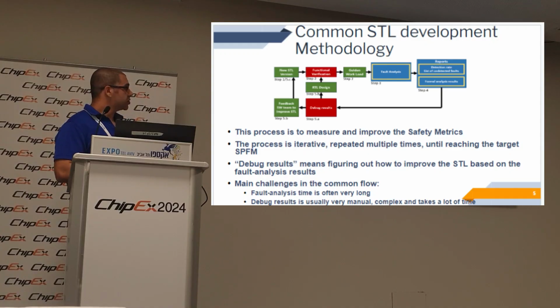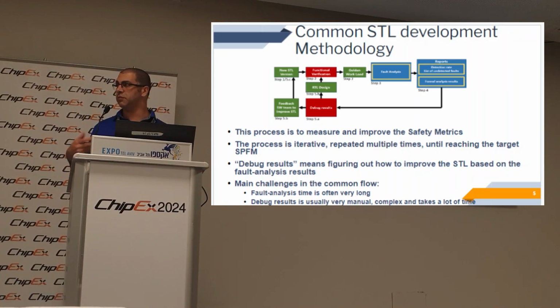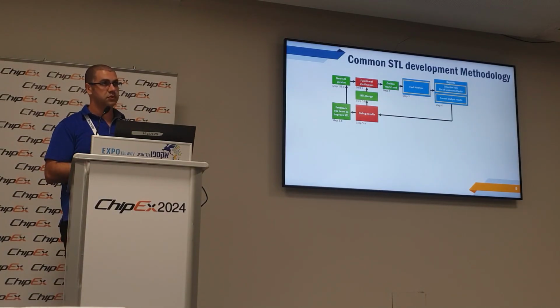Second, we will need the software team to build a basic STL. And then later, with iterations, we want to modify it and improve it to actually be able to cover more and more faults. Then we'll need the verification team to take both these works, the RTL and the software, combine them, simulate in their environment, and give us what we call a golden workload.